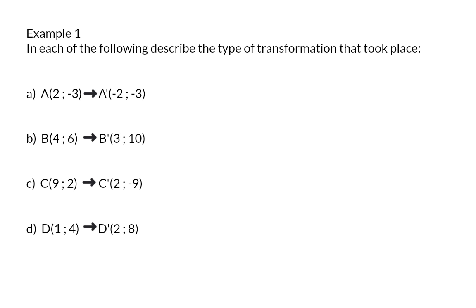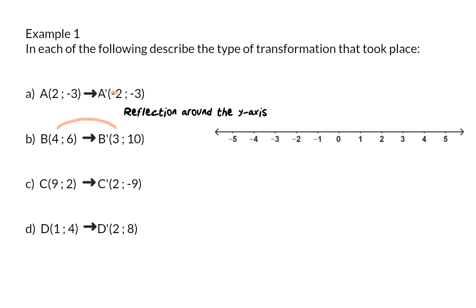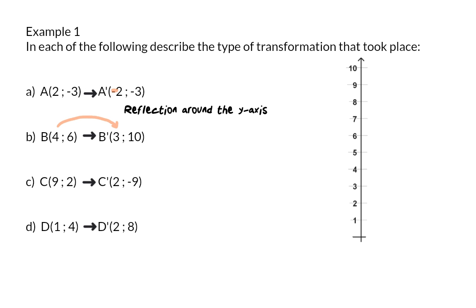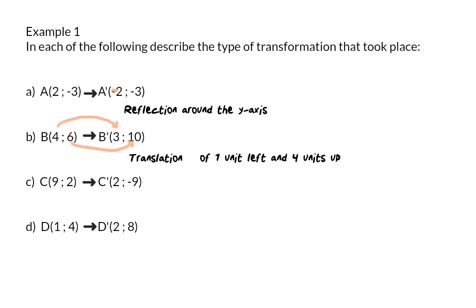Example 1. In each of the following, describe the type of transformation that took place. In number A, the only change that happened was that the x-coordinate sign changed, and this is a reflection around the y-axis. In B, it was not simply a sign that changed, but the 4 moved 1 left to 3, and 6 became 4 bigger to 10. That means this coordinate moved, and this is a translation of 1 unit to the left and 3 units up.